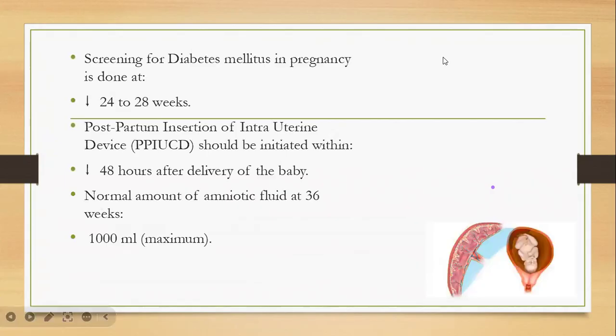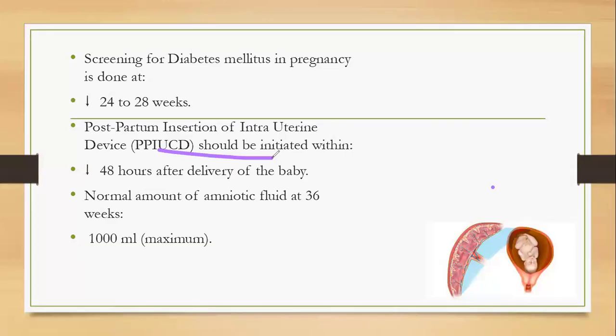Okay, next is very important. Screening of diabetes dear, it's only done at 24 to 28 weeks, पे ही करते हैं OGTT test. So I can ask you a question, when OGTT test is done, you have to reply at 24 to 28 weeks. PPIUCD मतलब immediately after delivery हम कॉपर T पेशेंट को इंसर्ट करते हैं. That is known as PPIUCD.